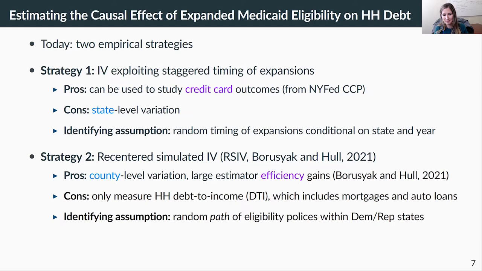Thank you. So another question we have is, are you able to look at other credit outcomes like delinquencies or credit scores? So not yet, but actually I think I have one more bullet here about this.